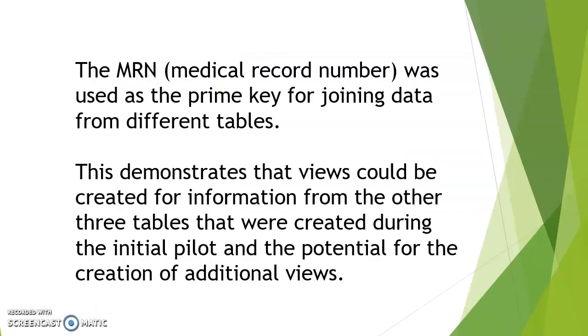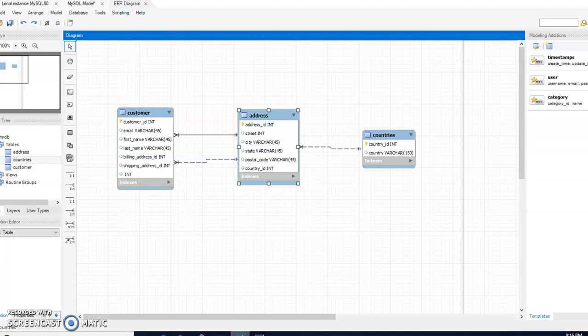As I stated before, the medical record number was used as the prime key for joining data from different tables. This demonstrates that views could be created for information from the other 3 tables that were created during the initial pilot, and that the potential for the creation of additional views is endless. This simply would show you an overview of the different kinds of database information that can be presented.